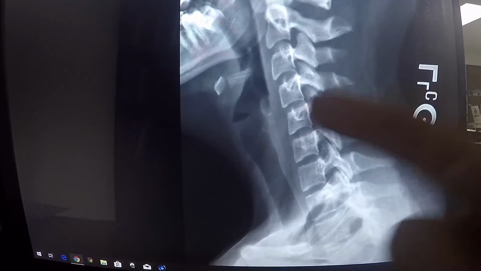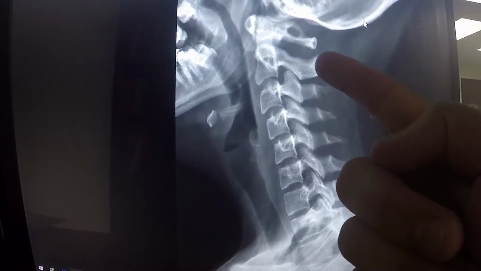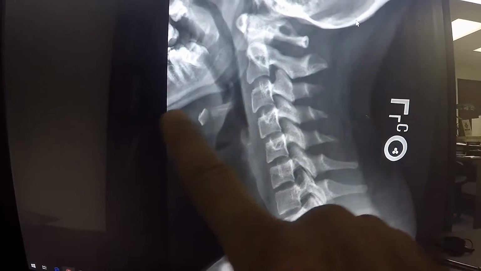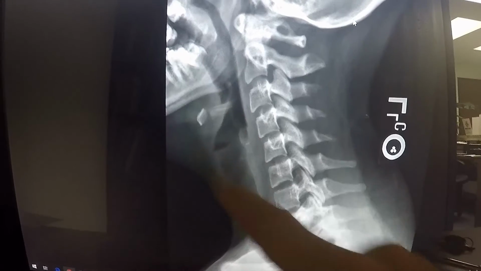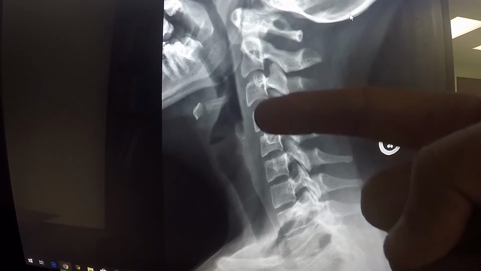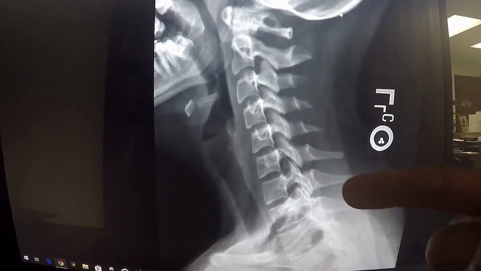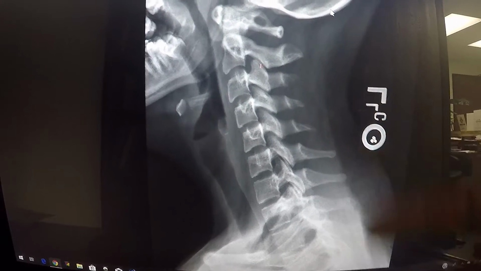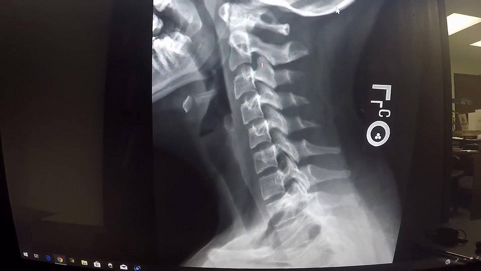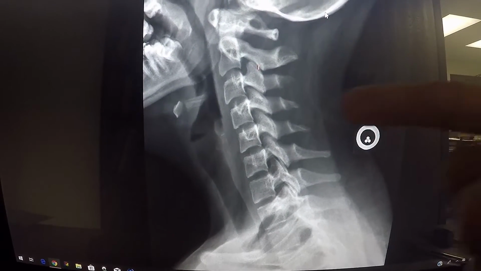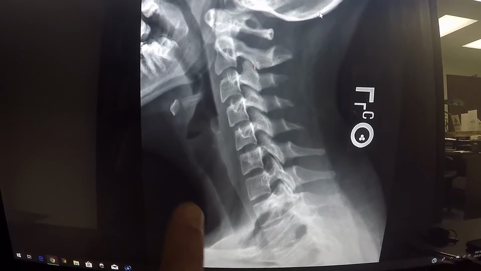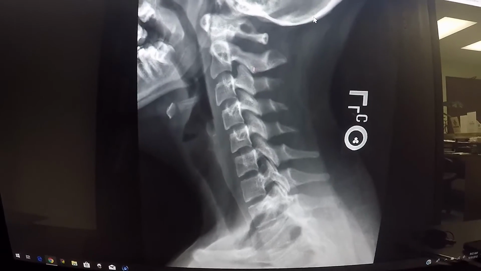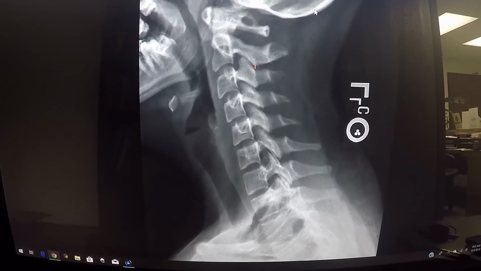So one of the things we're doing here is you're looking at a neck x-ray from the side. This is the back of the head right here. This is the person's jaw. You can see their teeth right here. These are the individual vertebrae, and these things poking out, you can actually feel on the back side of the person's neck. This is their throat right here, and right here you can see a little bit of a darker line. That's the trachea.